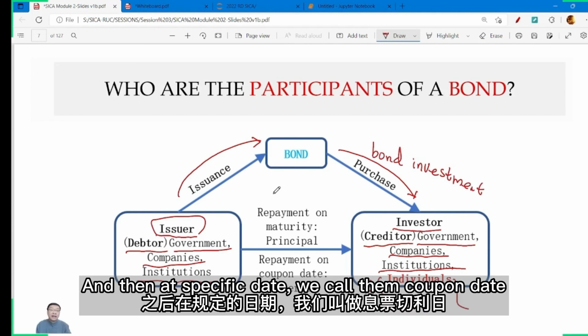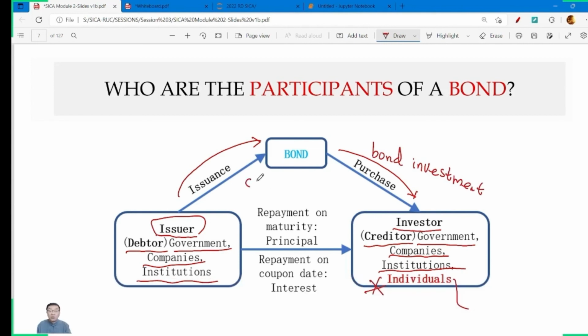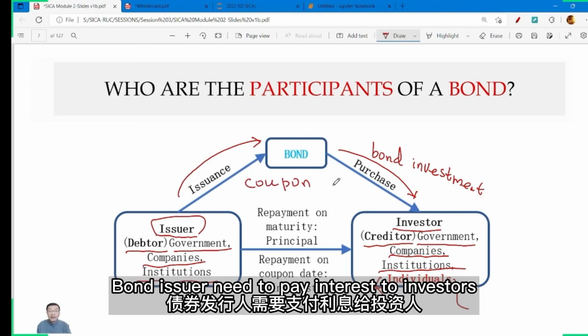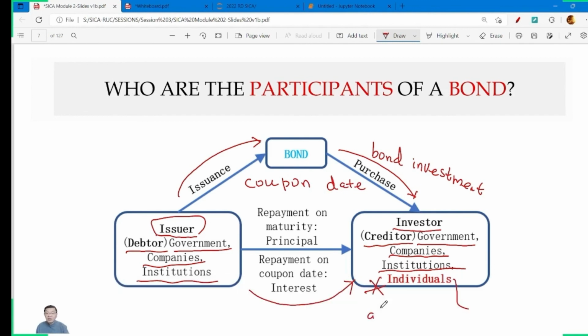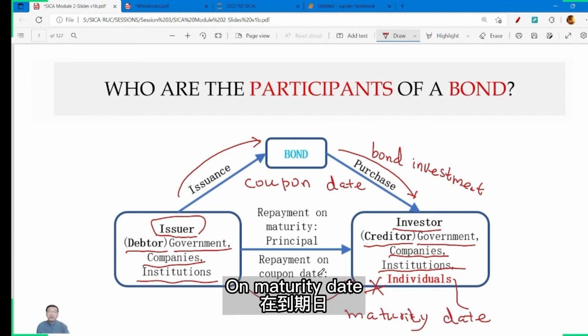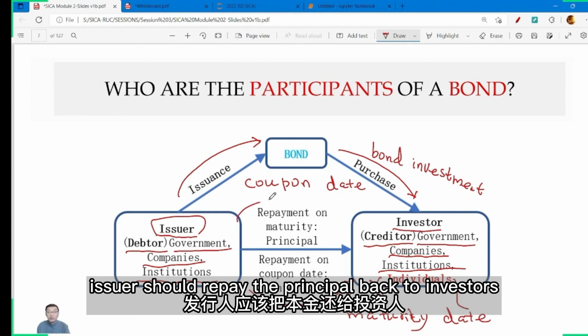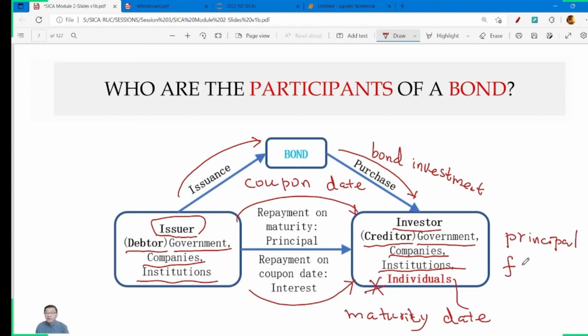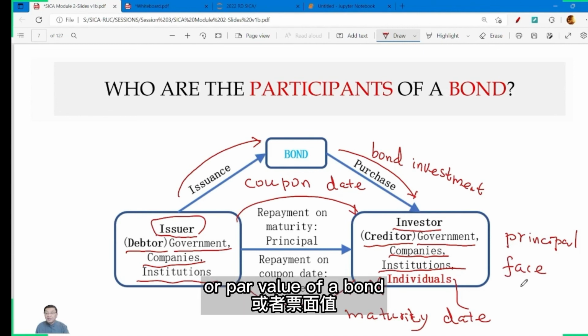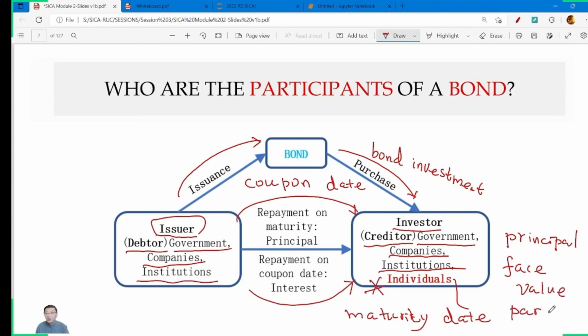And then on a specific date, we call it the coupon date, the bond issuer needs to pay interest to investors. Another kind of date is called the maturity date. On the maturity date, the bond issuer should repay the principal back to investors. The principal we also call the face value of a bond, or the par value of a bond.